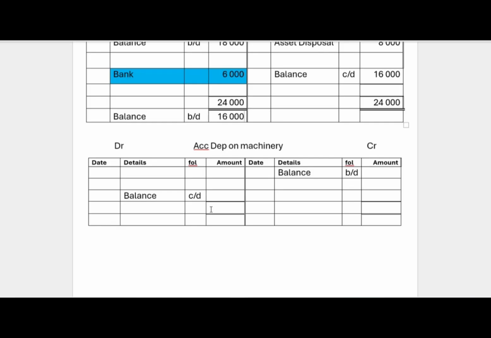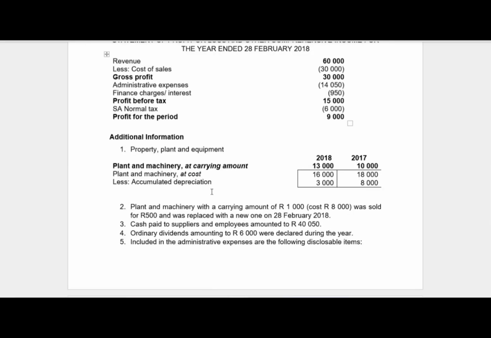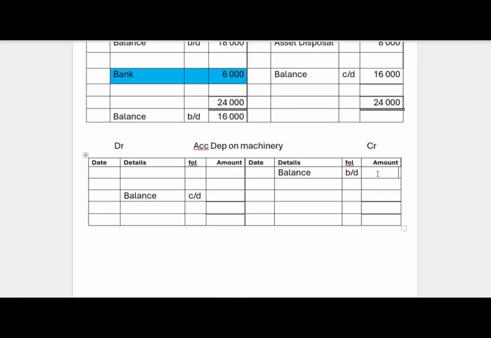So we need to determine the accumulated depreciation on machinery. All right, so number one, we're going to check the opening balance of the accumulated depreciation. Where are we going to get this? In the question, in the additional information on the property, plant and equipment. So accumulated depreciation, opening balance 8,000, right? Opening balance 8,000. So let's go to the answer sheet there and put this here, 8,000.